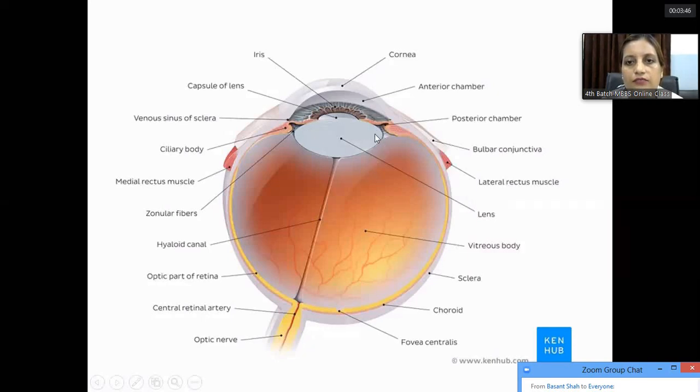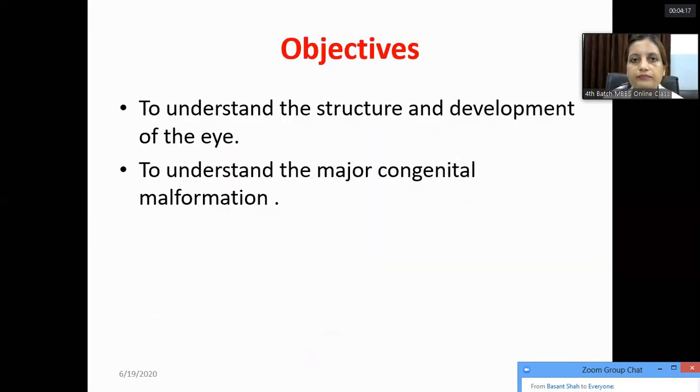Then this is the lens, which is suspended by the zonules, and this space is the vitreous. Then behind that, this is the ciliary body, this is the choroid, retina, optic nerve, and the outer opaque structure is the sclera. So we have the three coats of the eyeball: fibrous coat, vascular coat, and retinal coat, which we have discussed in the last class.